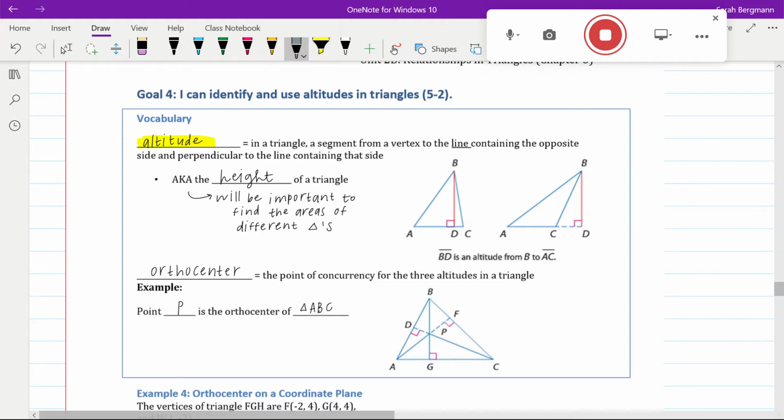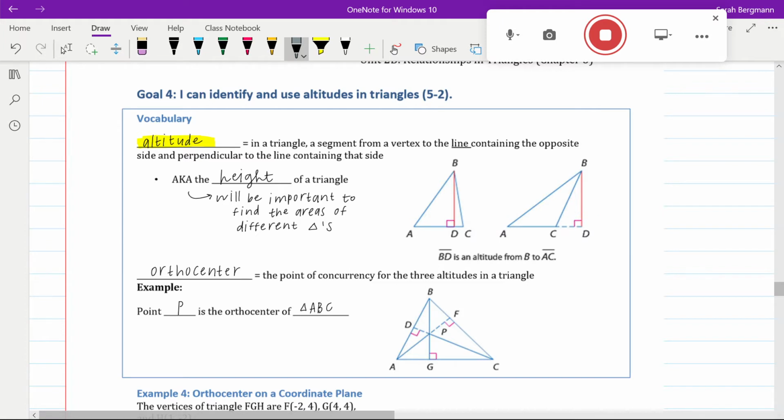So the reason why it says the line containing the opposite side is because it does not actually have to go to the segment of the opposite side. As you see in this case, we may need to extend that segment to create a line in order for the altitude to intersect the opposite side.